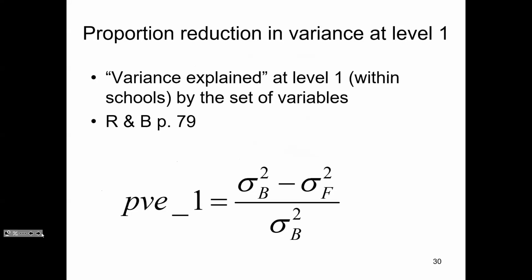Now, people do actually use these proportion variance explained measures to compare, say, an unconditional model to a random coefficients model. But I would say best practice really is, if I want the most accurate or most fair comparison, I should compare two models that have the same random effects or variance-covariance structure. Okay, so that's how I get variance explained at level 1.